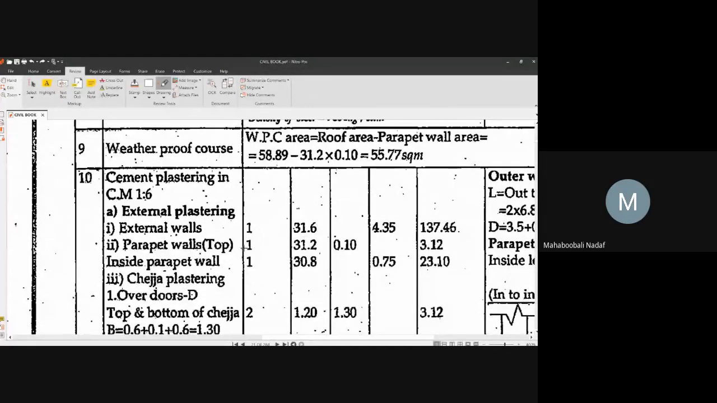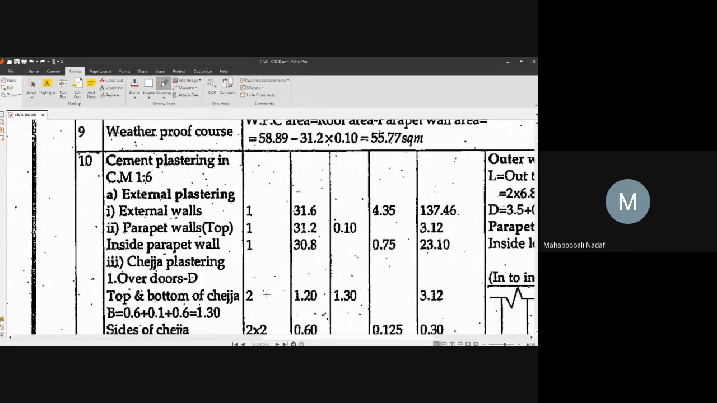Now, what is external plastering, internal plastering? External plastering is for the outer wall, and internal plaster is for the internal wall, sir. For external plaster you should take outer dimensions. For internal walls, you should take internal dimensions. Right? Yes, sir.